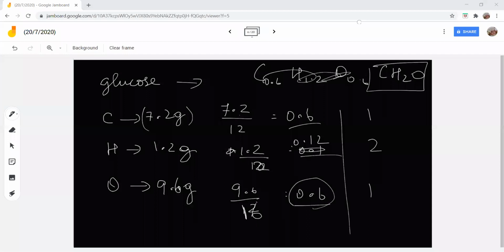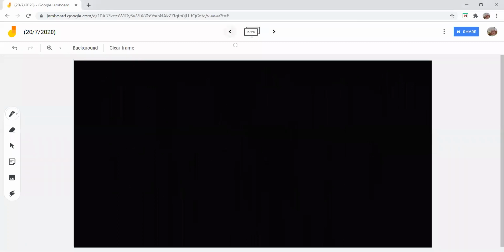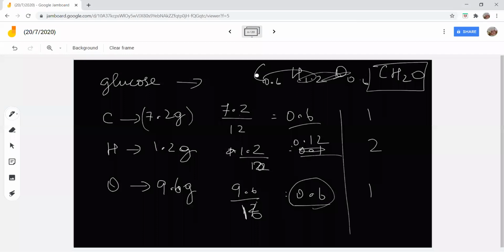Ma'am, I'm asking this sum only. This sum only. I'm explaining it. Now listen here. In a molecular formula, they have not given the total mass present. Only if they give me the total mass can I identify the molecular formula of the compound. Until then, I can only say the empirical formula of the compound.